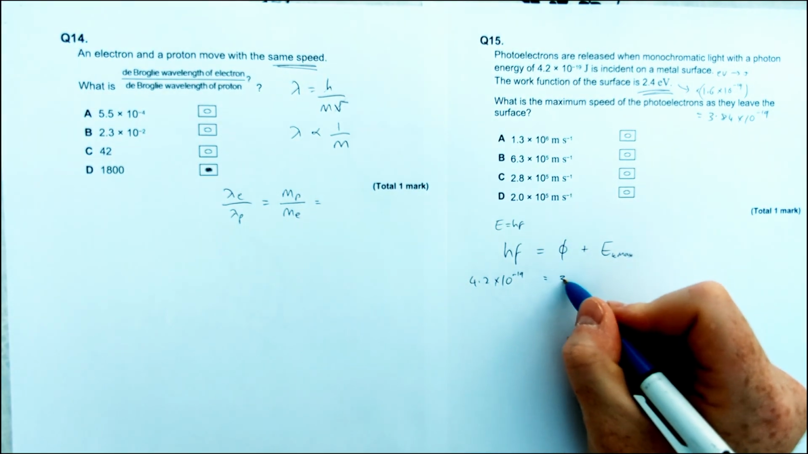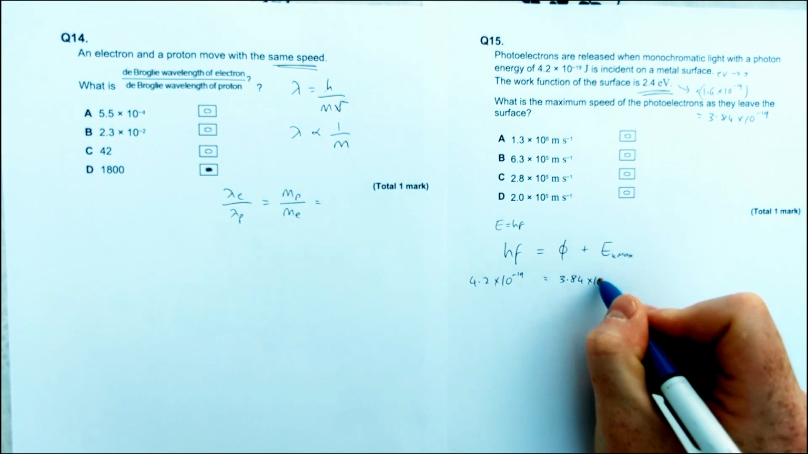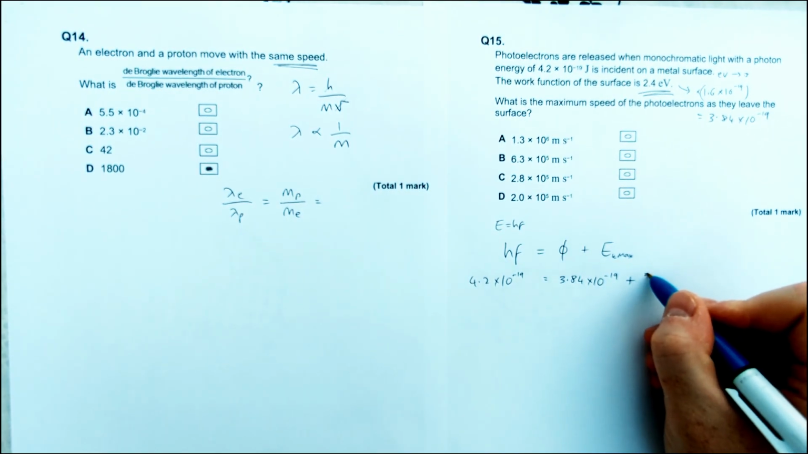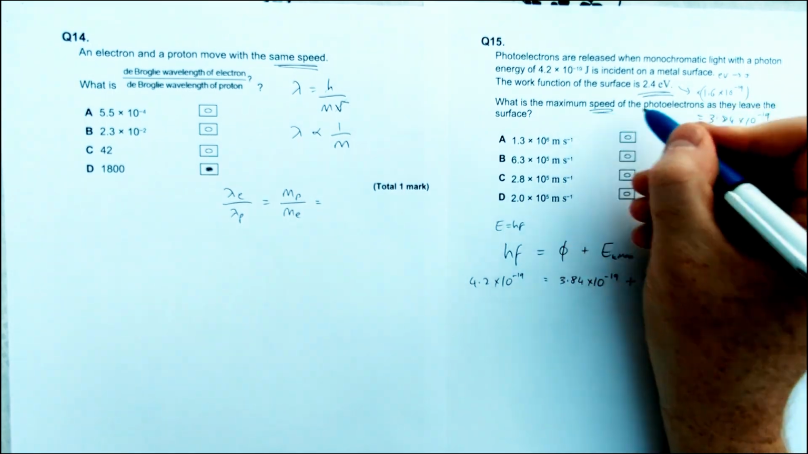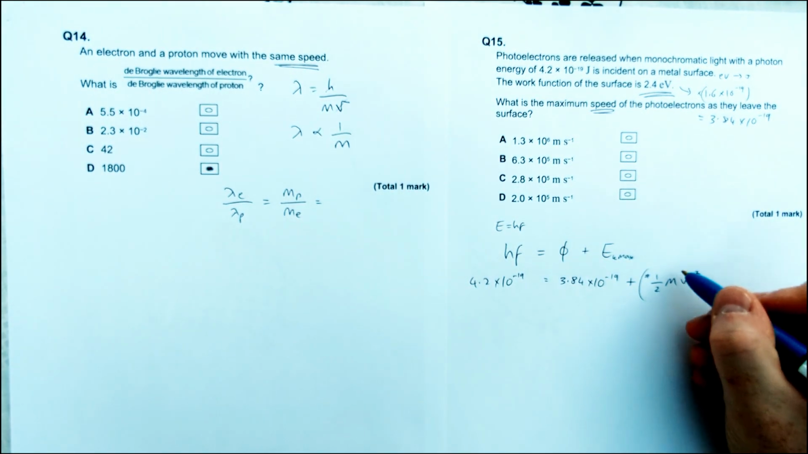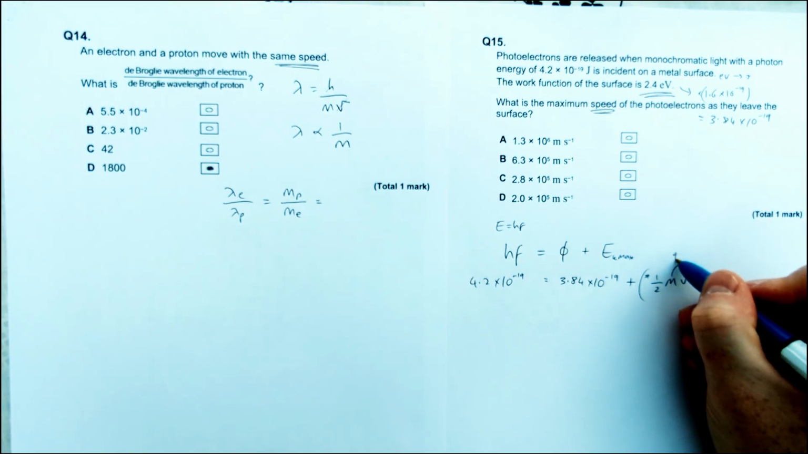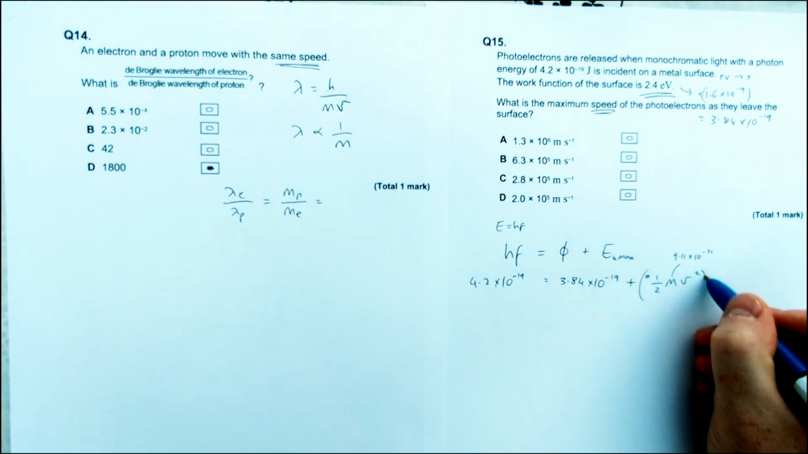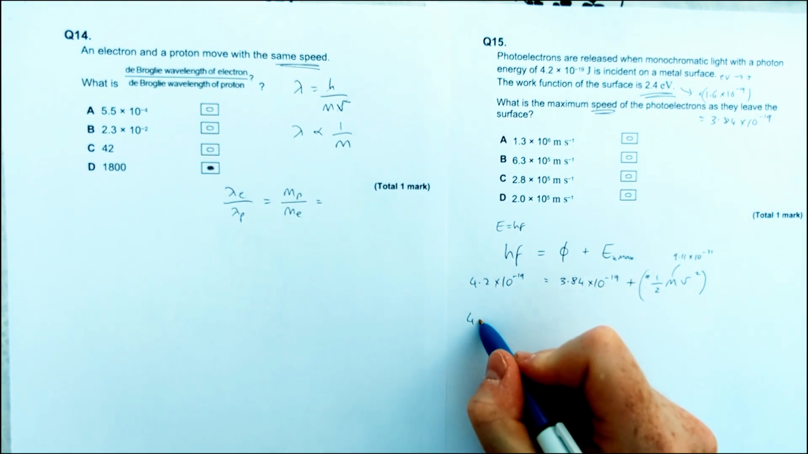So we put that in place of our work function term down here, and then add that to the kinetic energy. Now, kinetic energy, we're trying to find the speed. So kinetic energy of electrons is equal to half mv squared. Now, mass of an electron we have given to us on our data sheet, 9.11 times 10 to the minus 31 kilograms. So let's solve then for v.